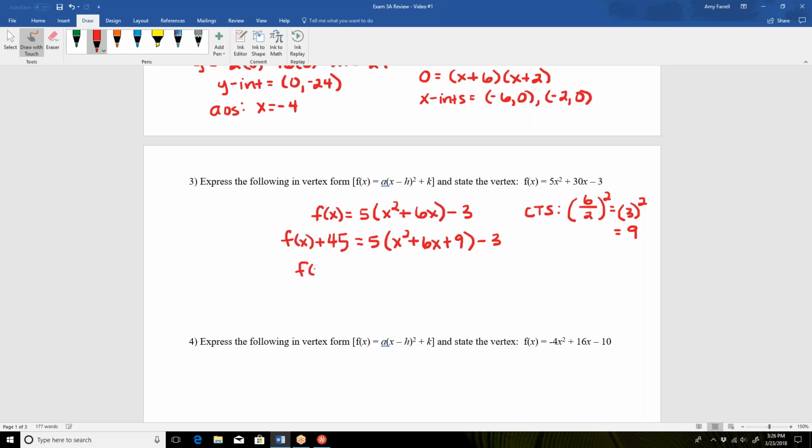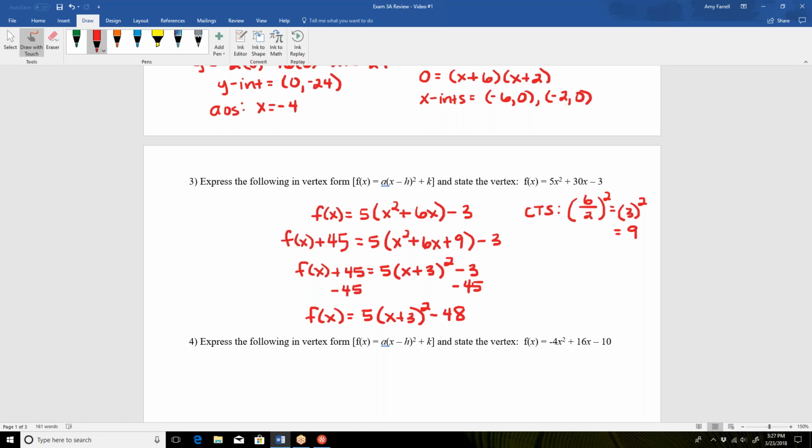Okay, we're almost done here. Now I mentioned that we can factor this perfect square trinomial into the square of a binomial. That binomial is x plus 3. Just think of 2 numbers that add to 6 and multiply to 9: 3 and 3. And then we also need to isolate our f of x. I'm going to subtract 45 from both sides. So my answer is f of x equals 5 times the quantity x plus 3 squared minus 48.